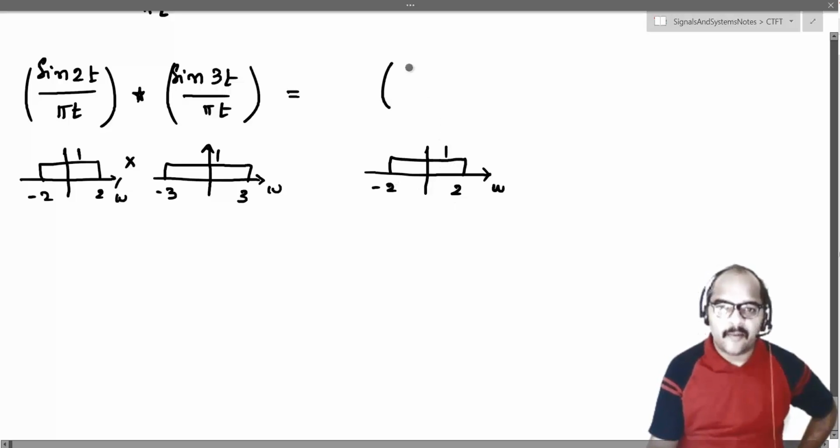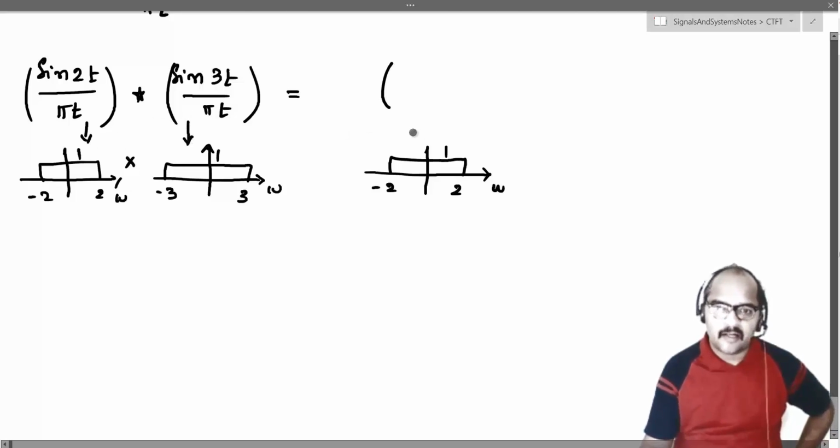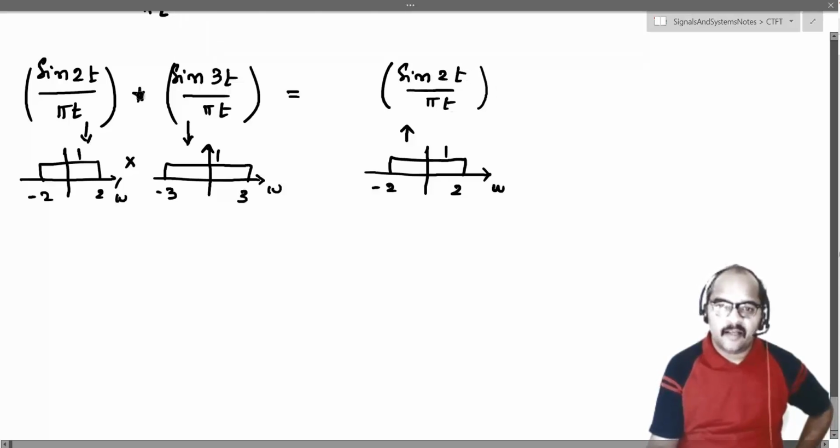Now what will happen in time domain? We want the answer in time domain. Which signal will have a rectangle from -2 to +2 with amplitude 1 as its Fourier transform? This will be sine 2t divided by pi t. So sine 2t by pi t convolved with sine 3t by pi t gives sine 2t by pi t.